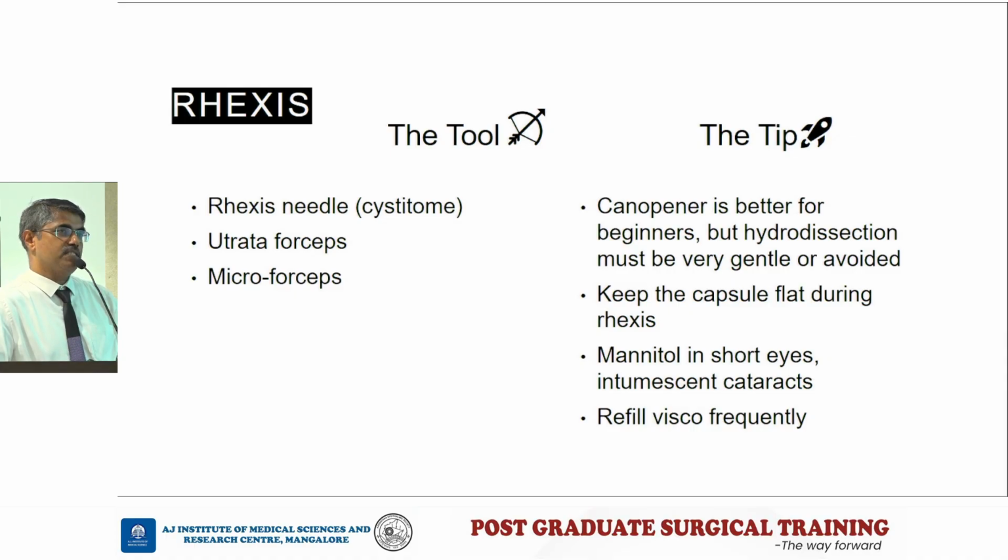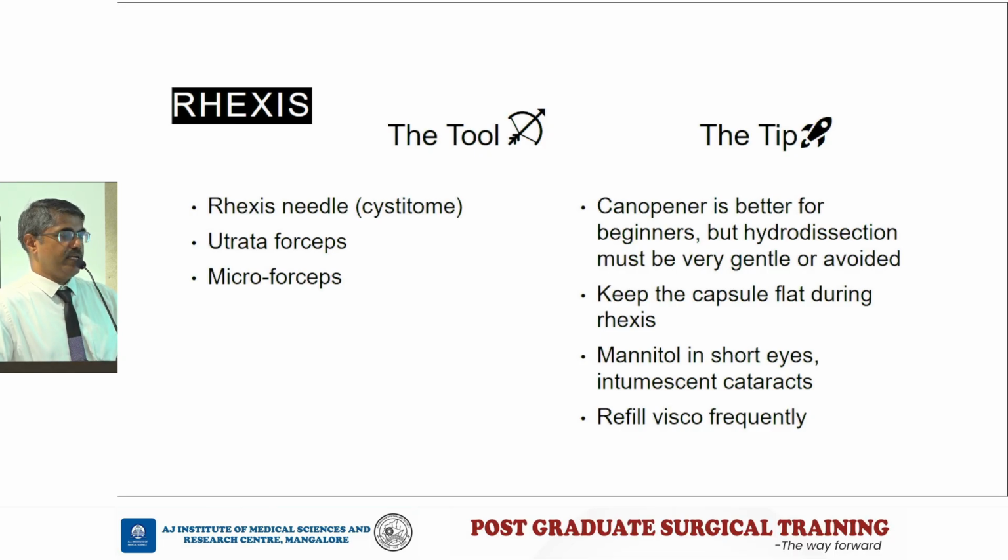For beginners, it's better to do the can opener, because the commonest mistake beginners make is making the rhexis small. Beginners don't know how to make a large rhexis and keep it controlled. So they can make a can opener capsulotomy, but you cannot hydrodissect forcefully. You can do a gentle hydrodissection. It has to be mechanical prolapse.